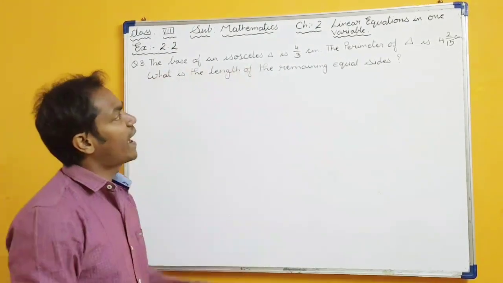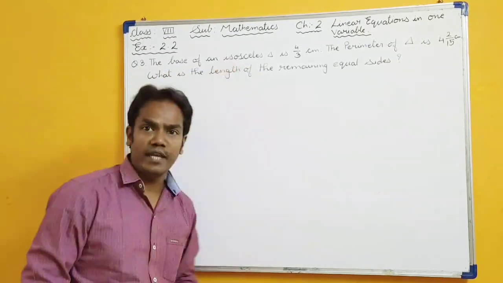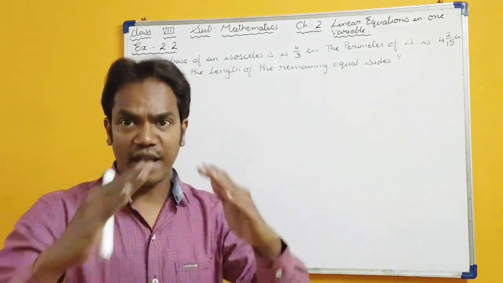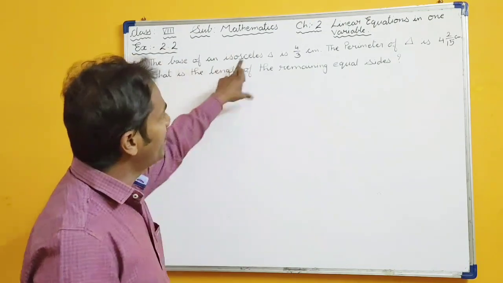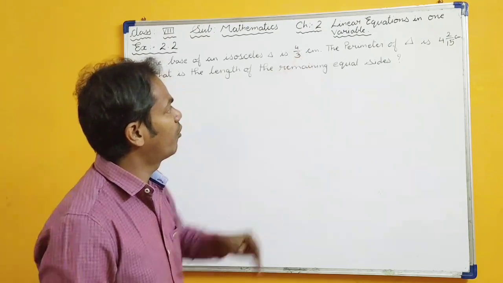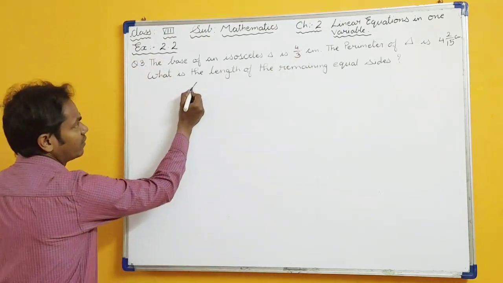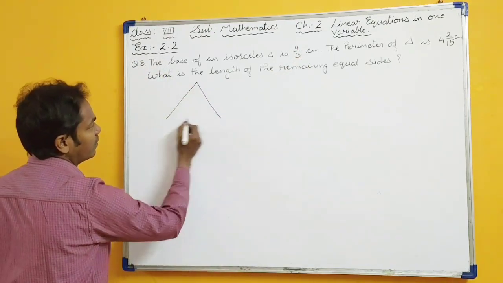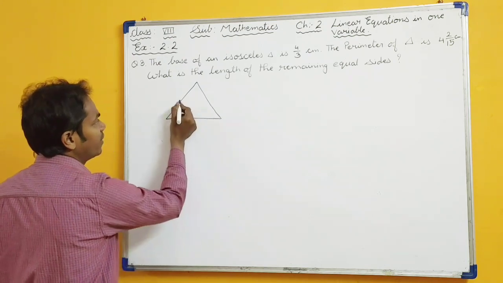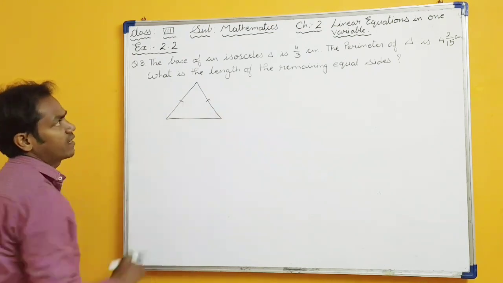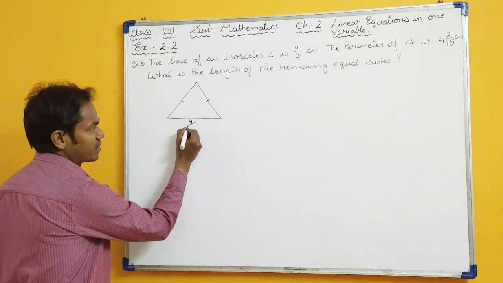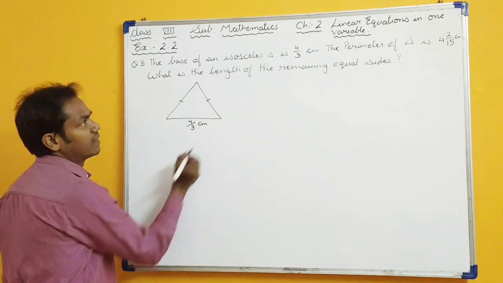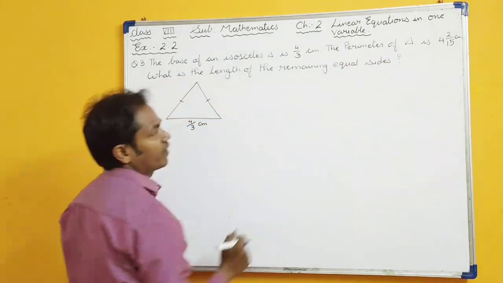The base of an isosceles triangle. You know what is the meaning of isosceles triangle? Any triangle having two equal sides is called an isosceles triangle. The base of an isosceles triangle is 4 upon 3. So first I will make one isosceles triangle. Suppose this is your isosceles triangle and these two sides are equal, and its base is 4 upon 3 centimeter.